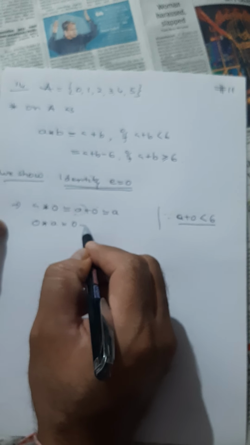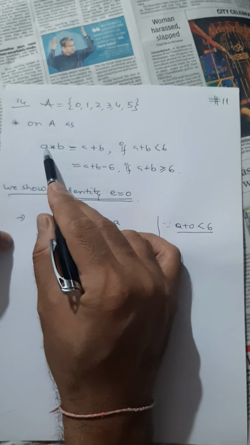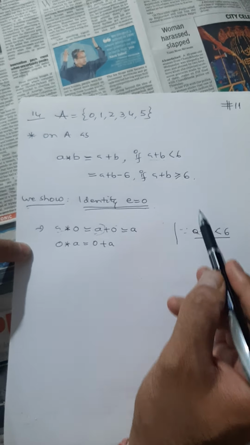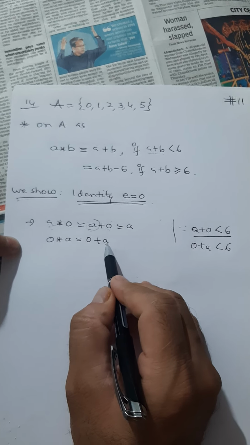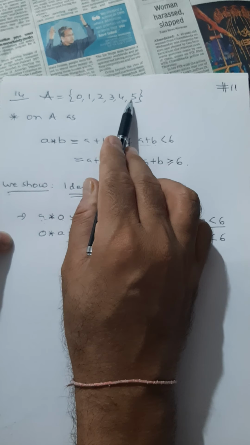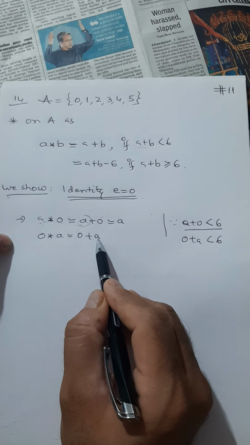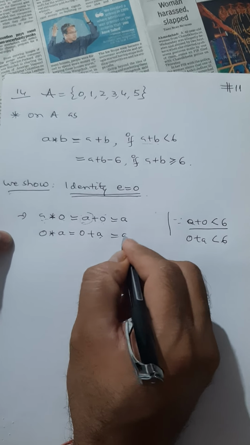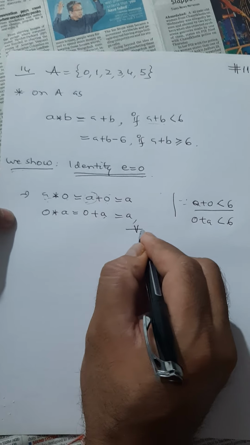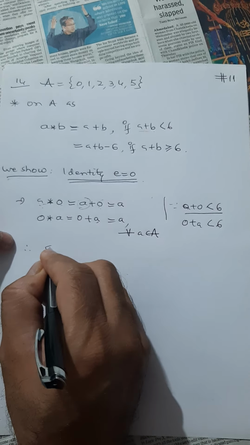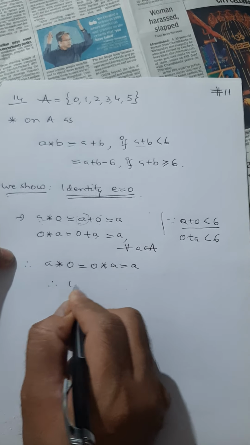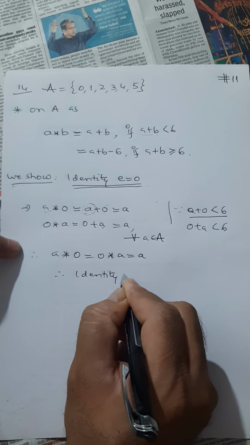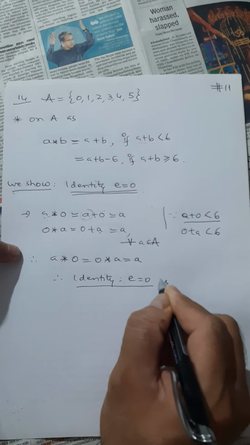Now come to 0 asterisk a. In this case a asterisk b is a plus b if their addition is less than 6. What is 0 plus a? 0 plus a is again less than 6. Why? Because a is any member from the set A. So maximum a is 5, and 5 plus 0 is 5. So it is always less than 6. So it is a, and this is true for every a in A, remember. So what you have shown, a asterisk 0 equals 0 asterisk a equals a, and therefore identity e equals 0 is proved.